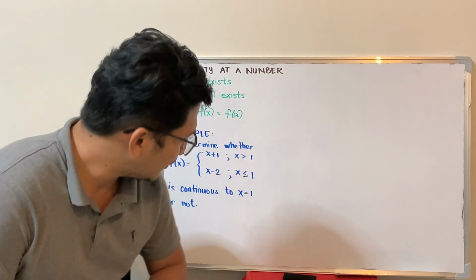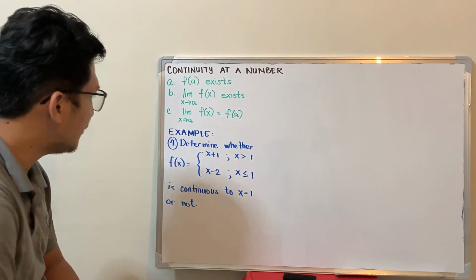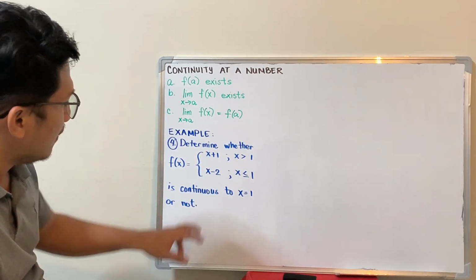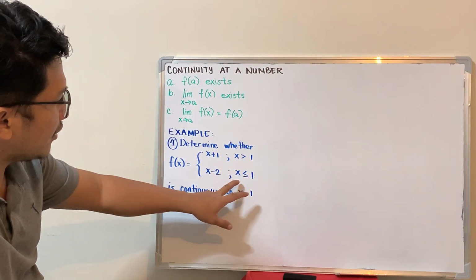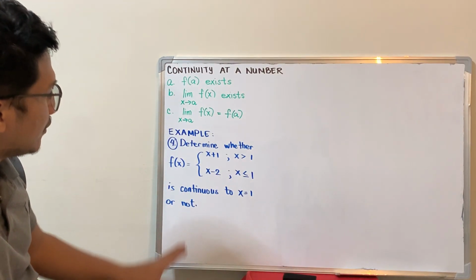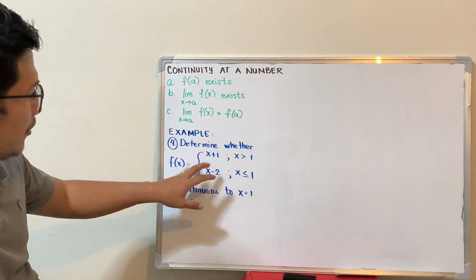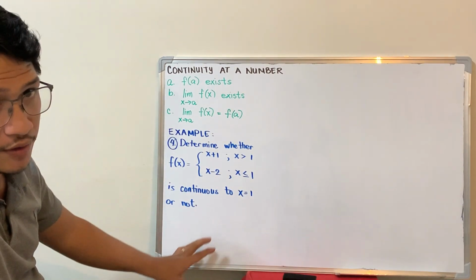In this video we will be talking about continuity of the function again at a number. So this is actually the fourth example. Here we are to determine whether the function f of x equals the piecewise function x plus 1 when x is greater than 1, or x minus 2 when x is less than or equal to 1, is continuous at x equals 1 or not.